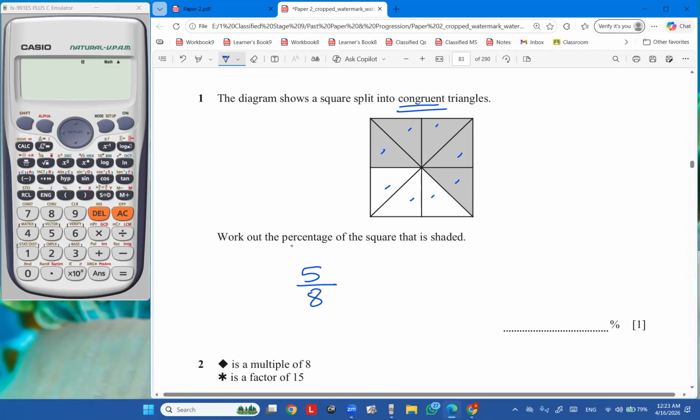In order to do a percentage, we agreed before many times that you need to get the fraction, which is 5 over 8. But at the end, you must multiply by 100. This is going to turn it for you into a percentage. So you're going to write 5 over 8, and at the end you multiply by 100 in your calculator. It is going to give you exactly 62.5%.